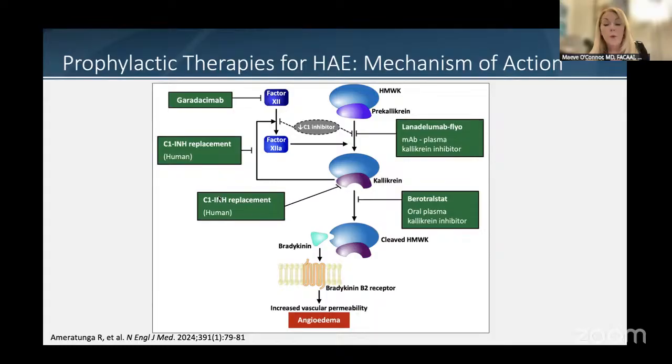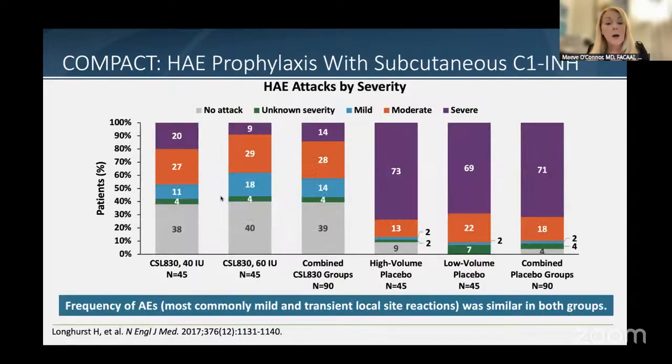Again, we want to employ shared decision-making, even when we're talking about prophylaxis, when to start it, which agent a patient may prefer, whether that's how it works or safety or efficacy, frequency of attacks, and how much the quality of life is affected.